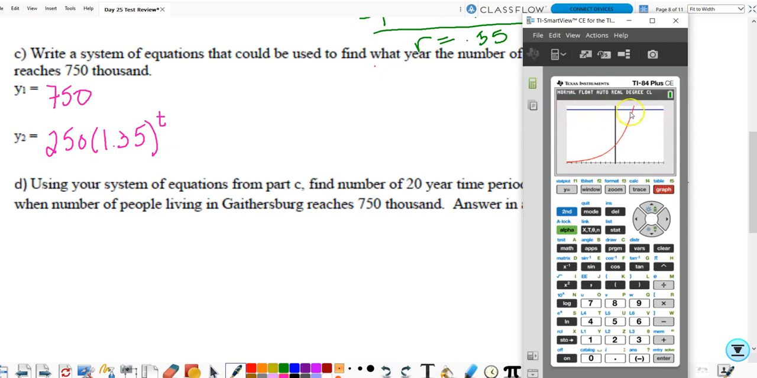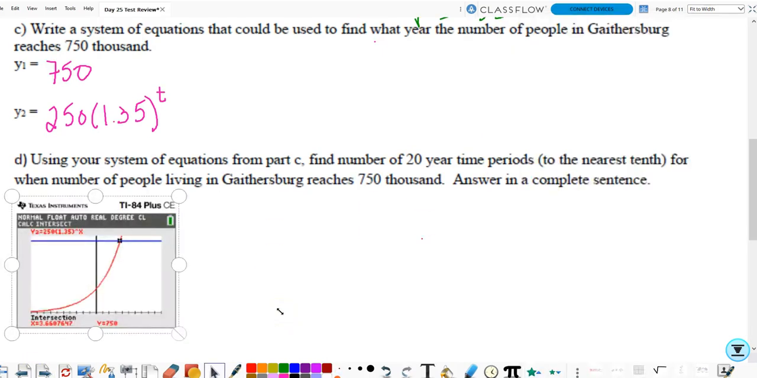So the blue line here is the 750. Here's my exponential growth of the population. We go second, trace, intersect, which is choice 5. Move your cursor to that spot. Hit enter 3 times, and it tells us that value. Okay, so I've copied the screen of the calculator over so I can type my answer here.